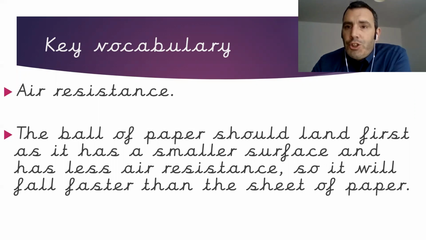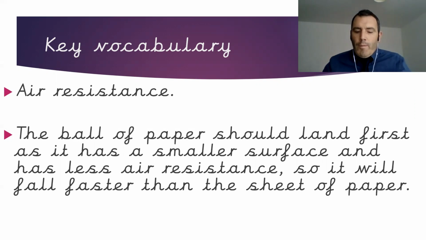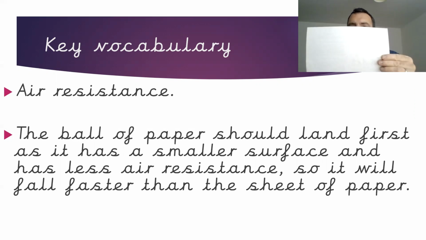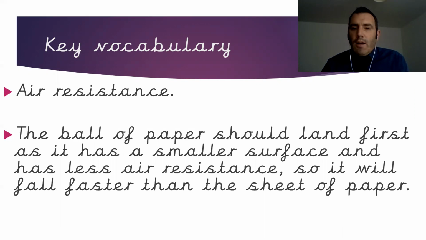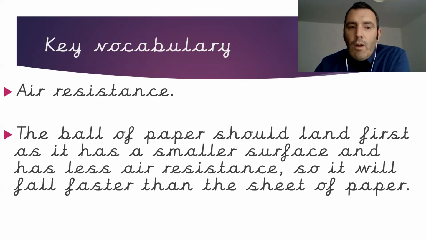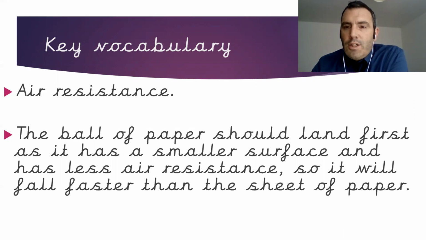The ball of paper should land first because it is smaller. So if I show you, that's my ball of paper, and that's the size of my sheet of paper. So the two of them together, you can see the sheet is much bigger than the ball. So the ball will have less air resistance and should fall faster than the sheet of paper.